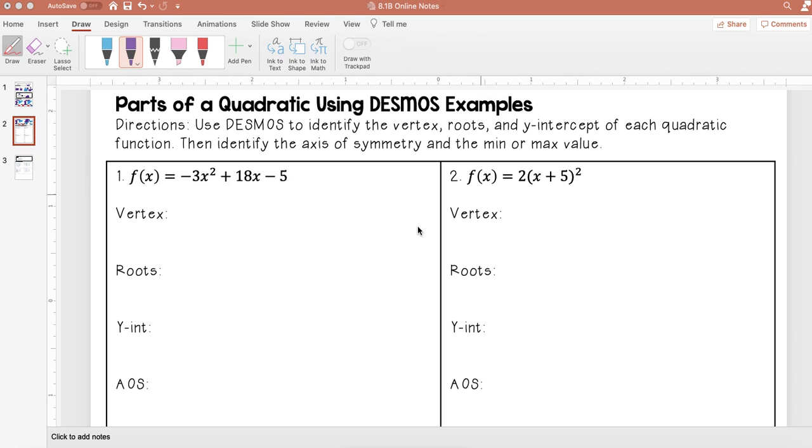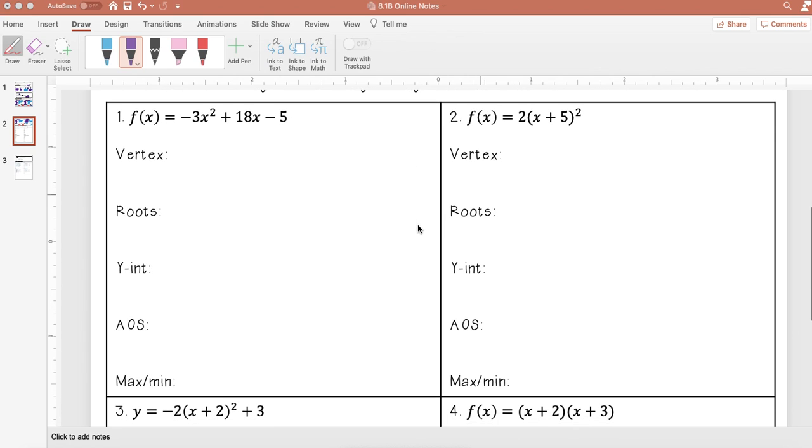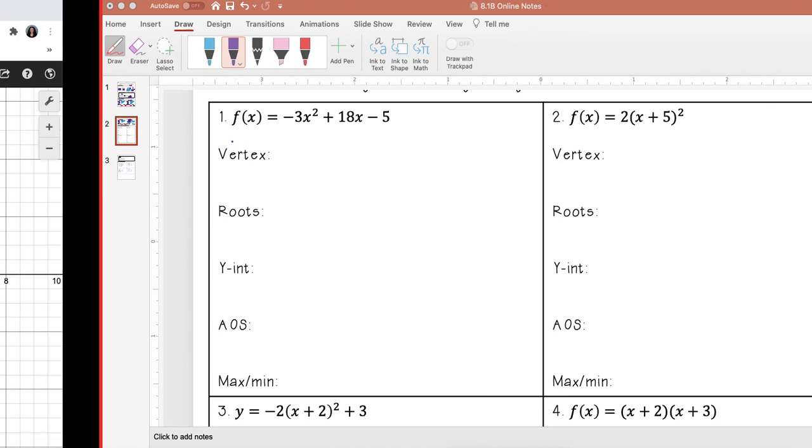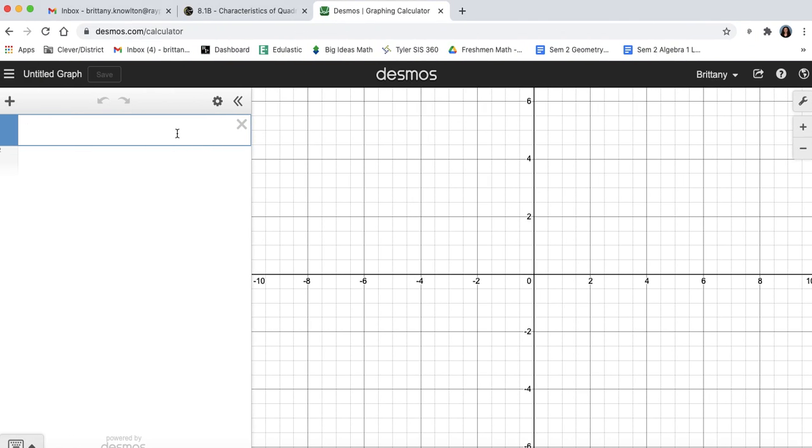Now for this video, we are going to identify the vertex, roots, y-intercept, axis of symmetry, and min or max value of these functions, but we're going to use Desmos this time instead of going by hand. So to do that, at my first one, I have this function negative 3x squared plus 18x minus 5. I'm just going to go ahead and head over to Desmos, and I want to type that in.